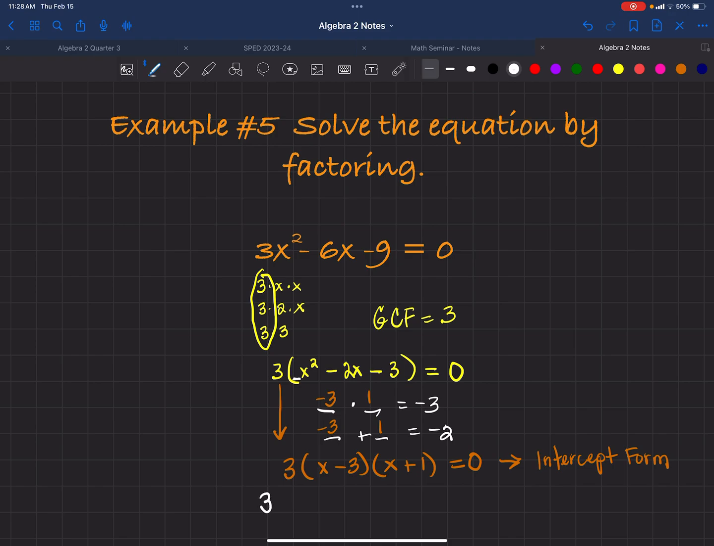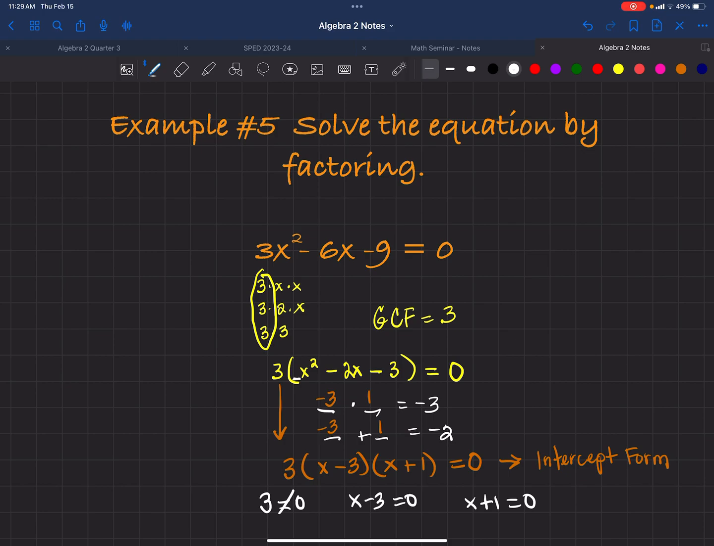Take the first factor, set it equal to 0. The second factor, set it equal to 0. And the last factor, set it equal to 0. The first factor, 3, does not equal 0. There's no x value to solve for, and 3 does not equal 0.